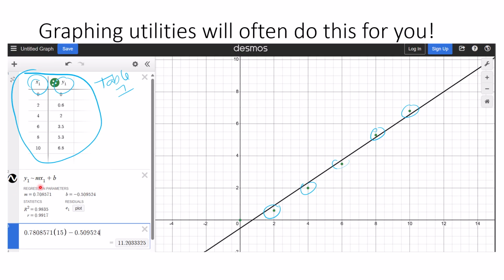And so what that statement is telling you is, find me the equation of a line, okay, y equals mx plus b, but use the x1 and the y1 from the table, and this part, the tilde, is kind of the command. And then what you'll notice is it gives you a slope of 0.70, well, you guys can read it, and it gives you a y-intercept. And it also gives you some stats and residuals.